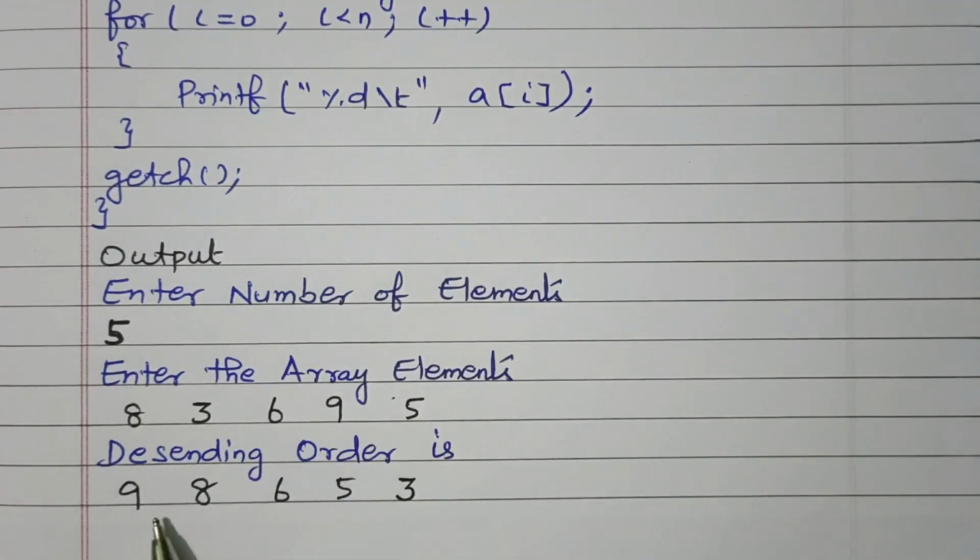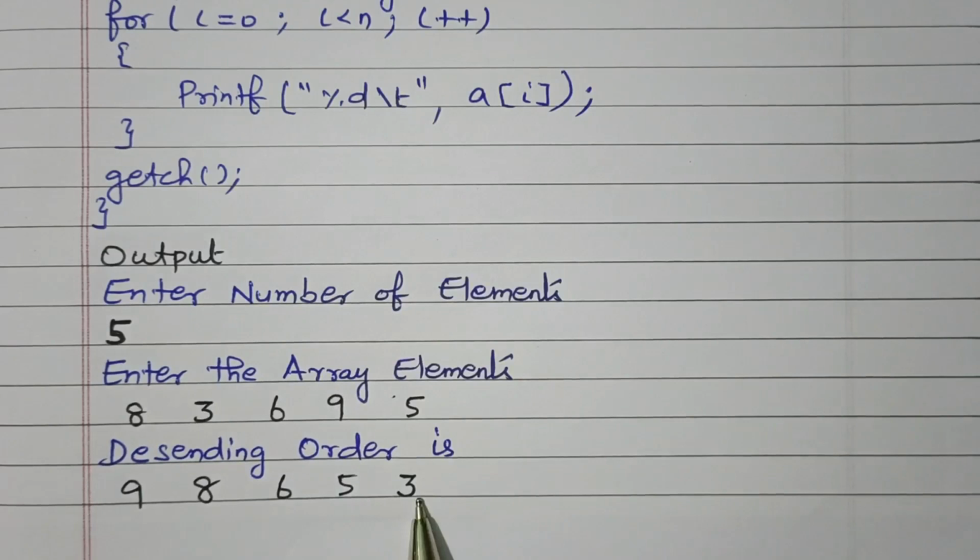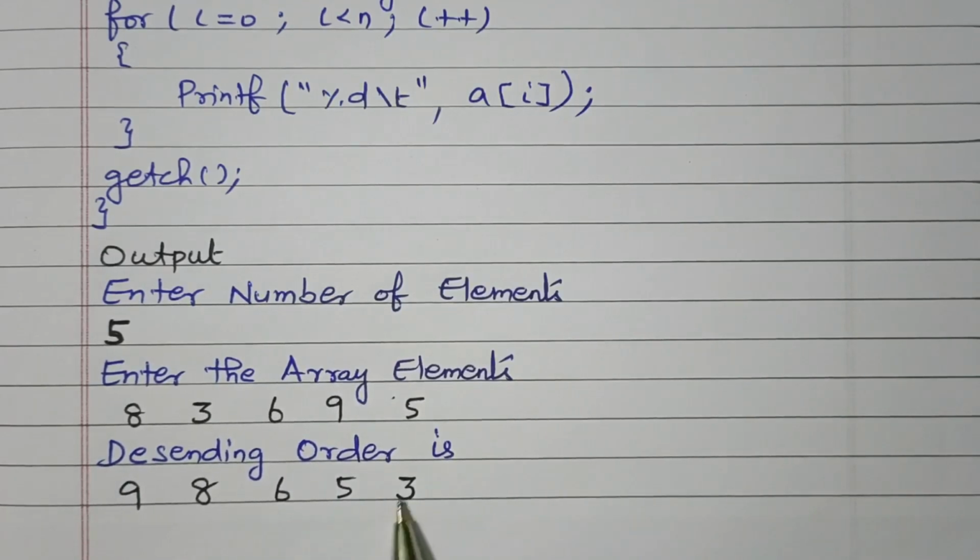So after executing the program, the numbers are arranged in order 9, 8, 6, 5, 3 from maximum to minimum. So in this program we discuss how to arrange the numbers in descending order, maximum to minimum number. The numbers are stored in a single dimensional array.